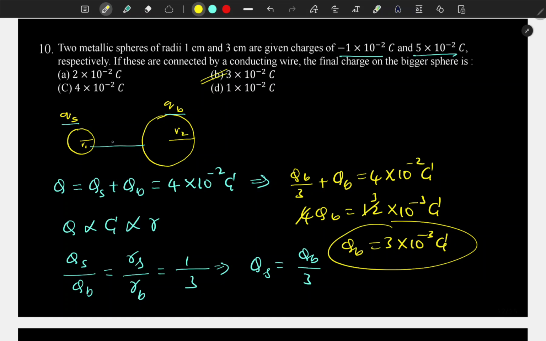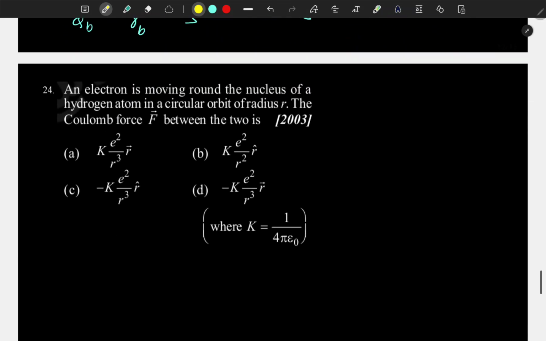So when they are touched or connected, here we need to take potential on smaller sphere equal to potential on bigger sphere, because there is a distribution of charges here. The charge is different but potential will be same on the surfaces. So from that we get this one. Moving on to next one.